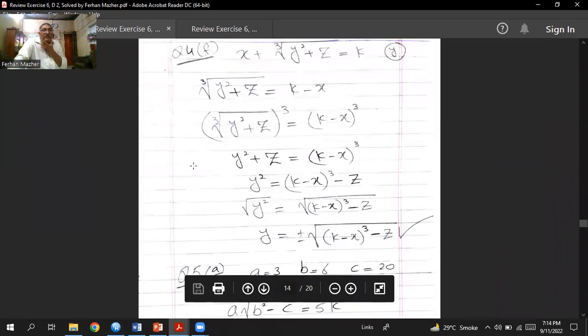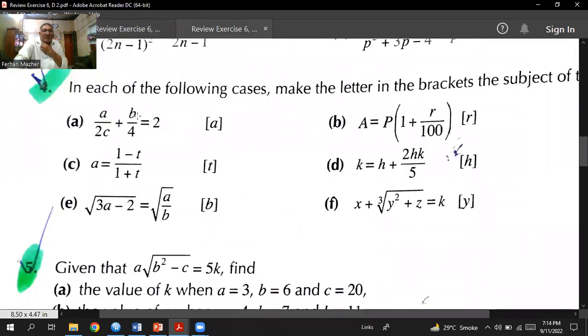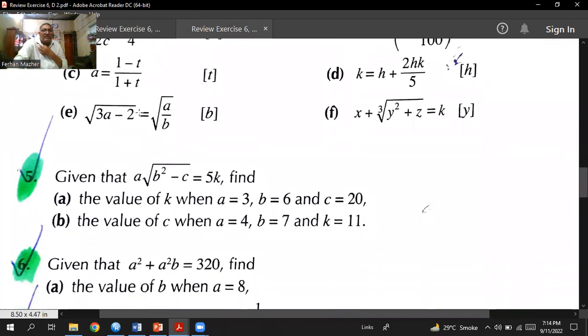So this is how you will do question number 4, and its F part. So my dear students, we are done with question number 4. Now we are going to question number 5.